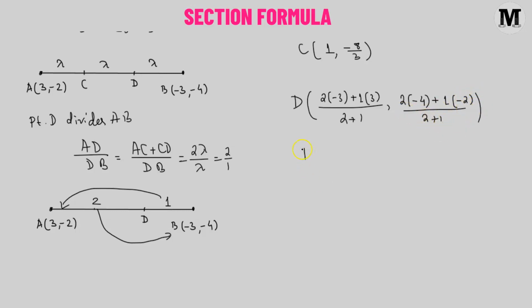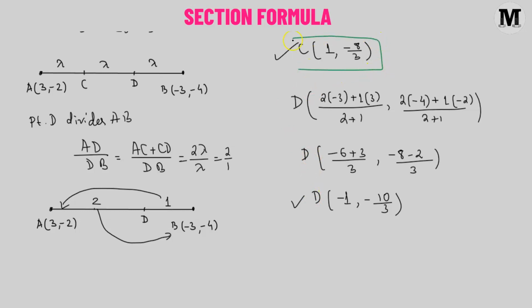So we have D as -6 plus 3 divided by 3, and then -8 minus 2 divided by 3. So -6 plus 3 is -3, and -3 divided by 3 is -1. And then we have -10 divided by 3. That's the coordinate of D: (-1, -10/3). So we have successfully obtained the coordinates of point C and point D. These 2 points, let's box them. These are the 2 points that are going to trisect the line joining the 2 points A and B.